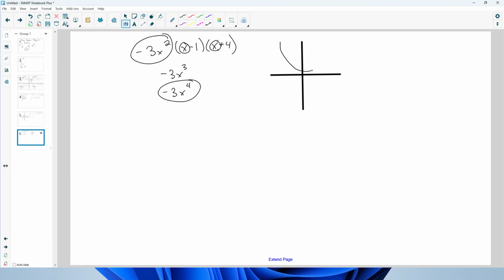So it looks like this, but it is flipped. So it's going to be down like so. So I know that as x goes to negative infinity, f of x goes to negative infinity. And as x goes to infinity, f of x still goes to negative infinity.